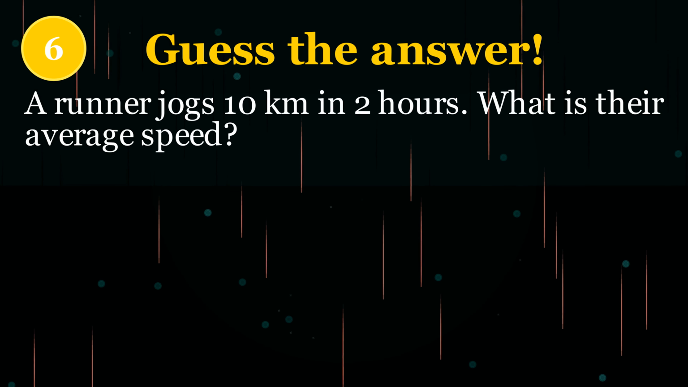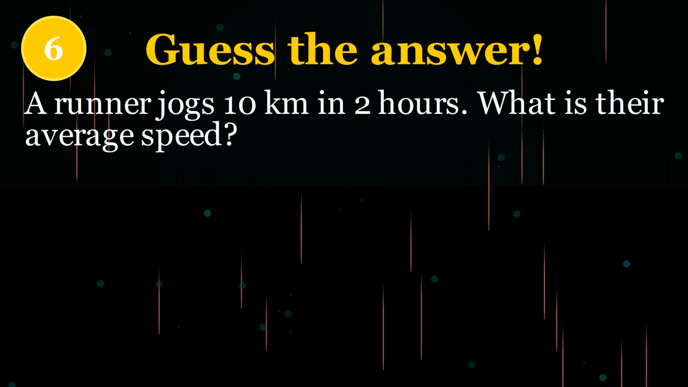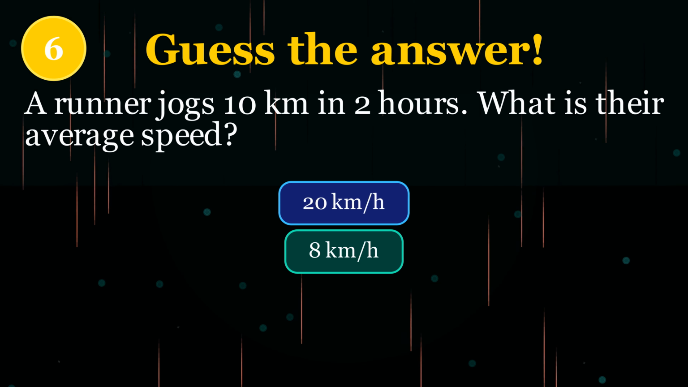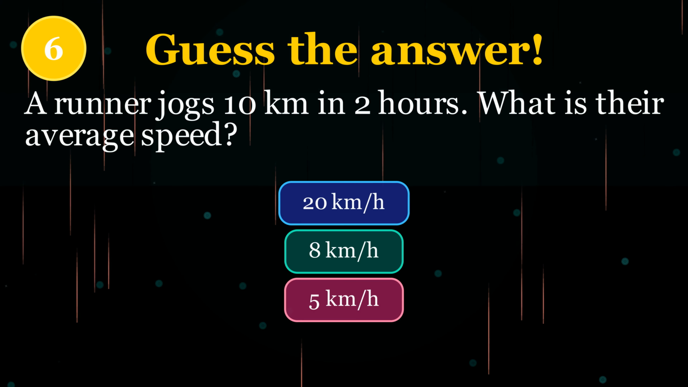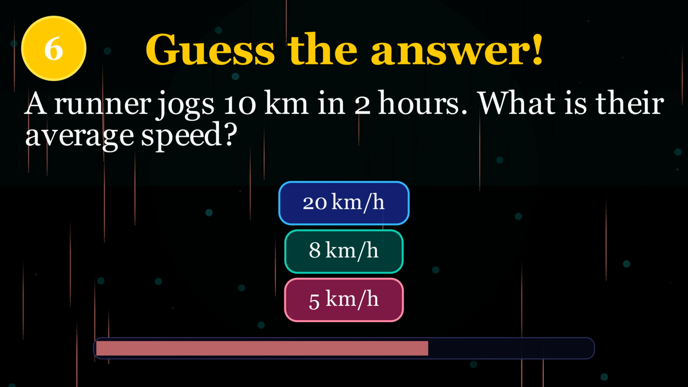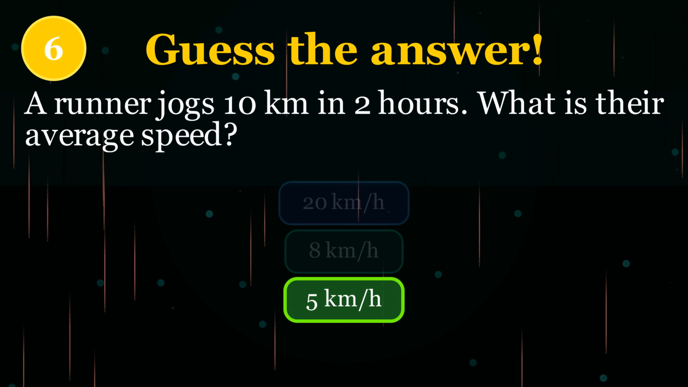A runner jogs 10 kilometers in 2 hours. What is their average speed? 20 kilometers per hour. 8 kilometers per hour. 5 kilometers per hour. The correct answer is 5 kilometers per hour.